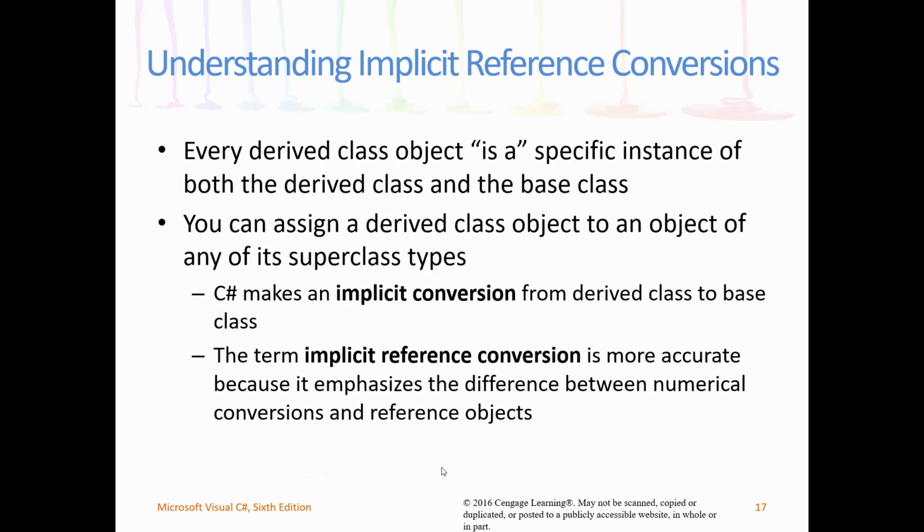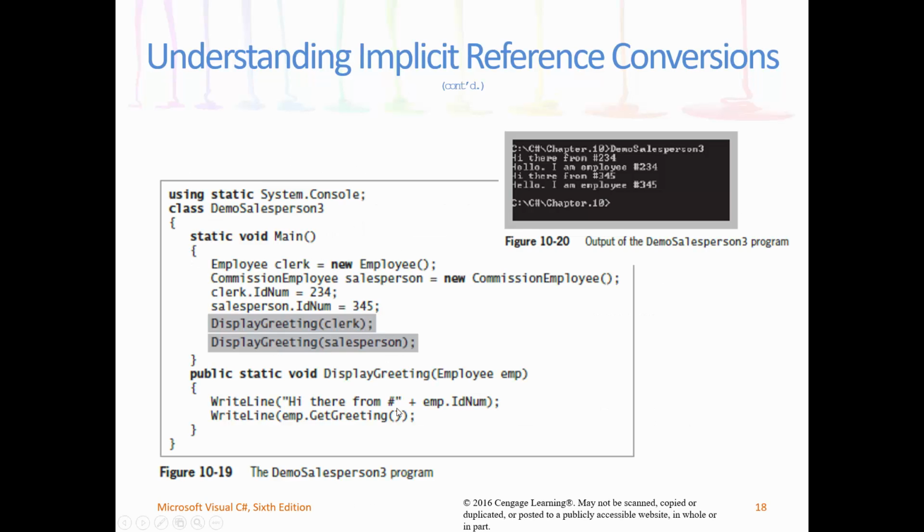All right. So as it says, every derived object is a specific instance of both the derived class and the base class. So again, for example, every commission employee is a commission employee and also is an employee. That's what they're saying. You can assign a derived class object to an object of any of its superclass types. As it says, C# will make an implicit conversion from the derived class to the base class. It says the term implicit reference conversion is more accurate because it emphasizes the difference between number conversions and reference objects.